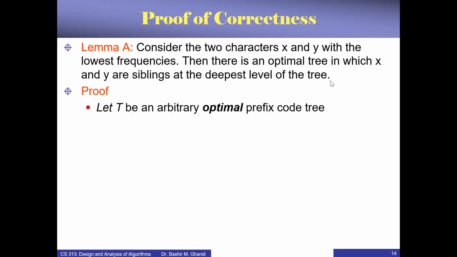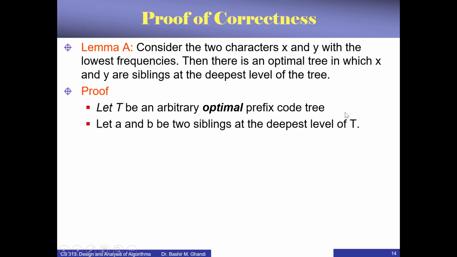Proof. Let T be an arbitrary optimal tree. Okay, optimal prefix code tree. And let A and B be two siblings at the deepest level of T. Okay, so we have an optimal tree, but at its deepest level, we have two elements, A and B.